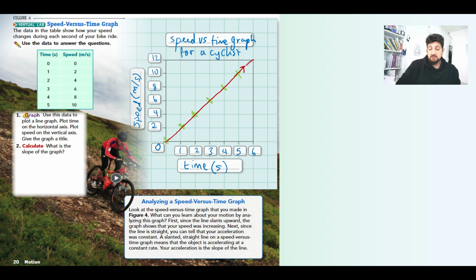Acceleration is calculated the same way I calculate speed. So it's going to be the gradient. The gradient of a speed time graph represents acceleration. The gradient or the slope of a distance time graph represents speed. Okay, so if it's distance time, it represents speed. That makes sense because speed is distance over time. So if this is distance, this is time, distance over time represents speed.